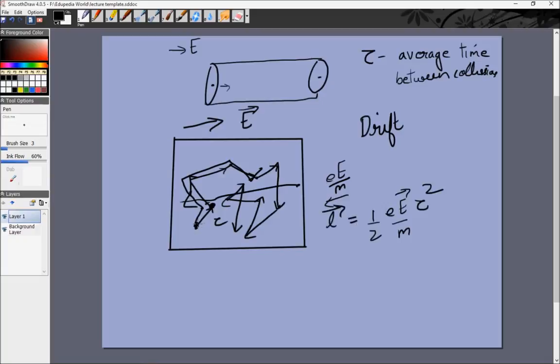L vector is not this vector. This vector is the standard motion. L vector is the amount deviated from this due to the electric field. Of course, the average velocity towards the left in that case would be L by tau. That is called Vd, or the drift velocity, and that will be equal to half eE by m tau, right?